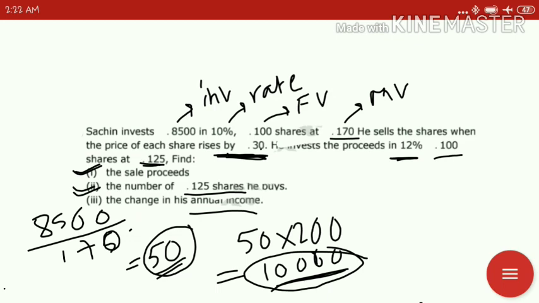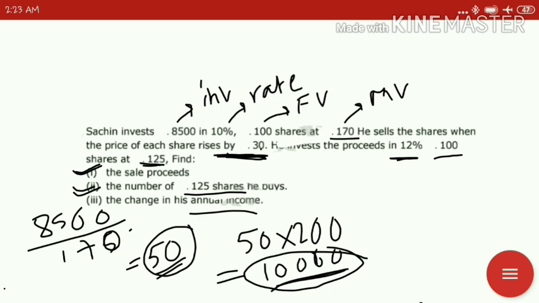That means you have to find out the annual income in the first investment as well as the annual income in the second investment, and then subtract them and you will find out the change. So that was not so tough, but the previous one was much easier. It came in Section B along with the statistics and ratio and proportion in the year 2019.